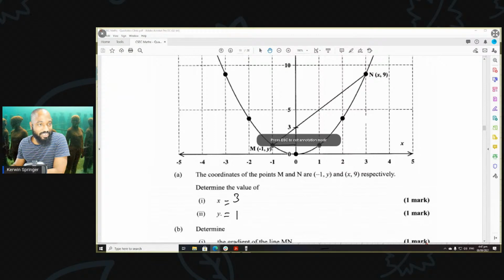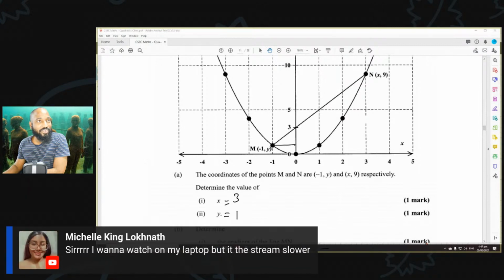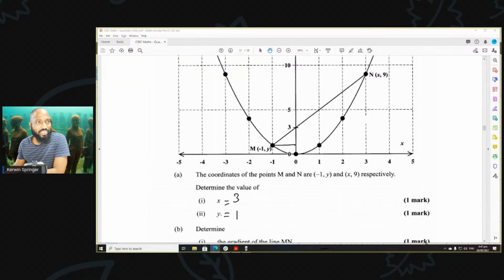Curved TV, 50-inch TV, PC, laptop, desktop, phone. I'm watching on my laptop, iPod mini, laptop, PC, mostly laptop. Everything we're doing right now is quadratics.